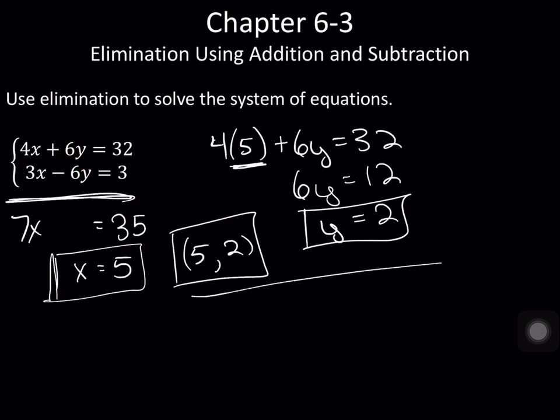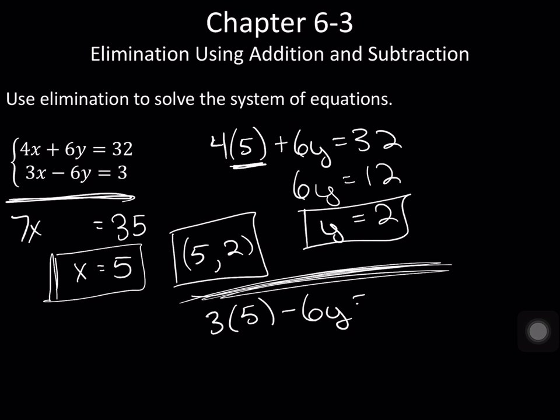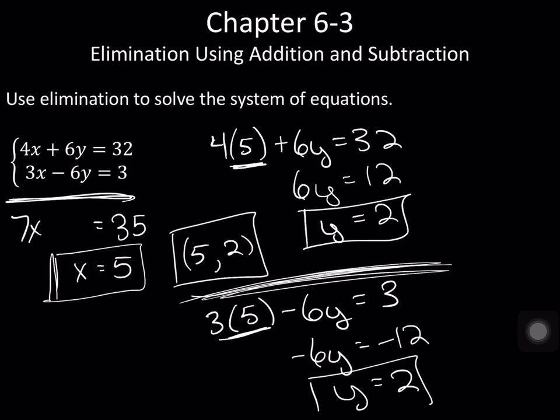Now, you're wondering, what if I pick the other one? Well, let's do that one time just so you can see what happens. Using the second equation, 3 times x, which is 5, minus 6y equals 3. So 3 times 5, that's 15. Subtracted from both sides gives me negative 12. Divide both sides by negative 6. And y still equals positive 2. And that might be something you do to check.